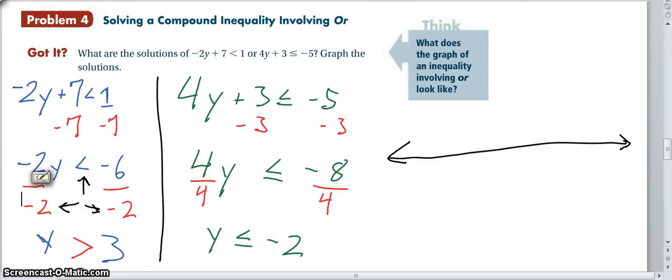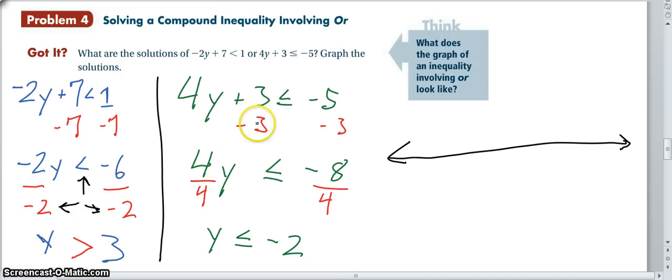Alright, so now when we take both of these individually, hopefully you solved this on your own, we combine our constants over here, so we subtract 7 from both sides. That gives me negative 2y is less than negative 6. When I divide by a negative 2, notice we're dividing by a negative, so this inequality symbol will flip, which gives me y is greater than 3.